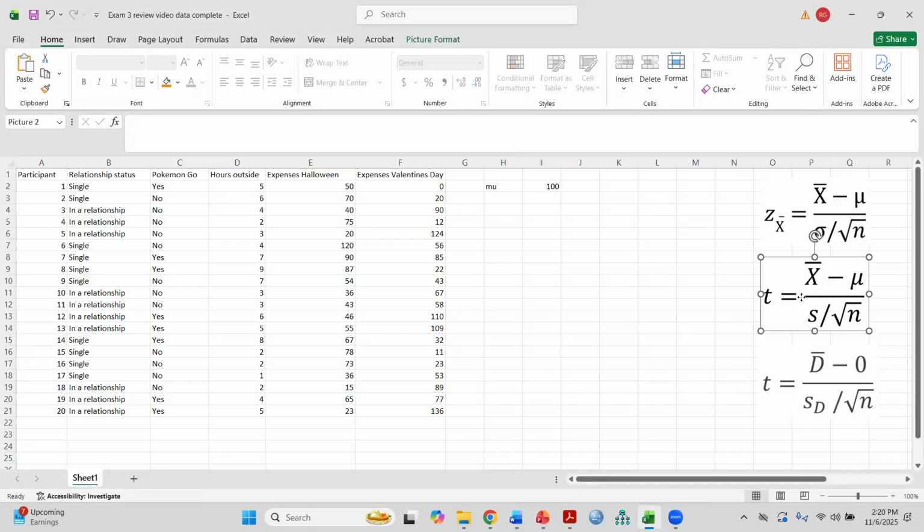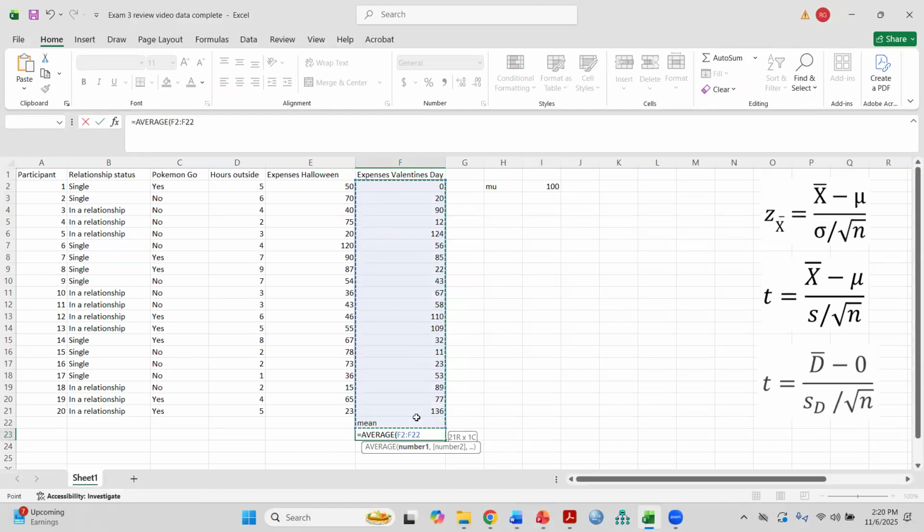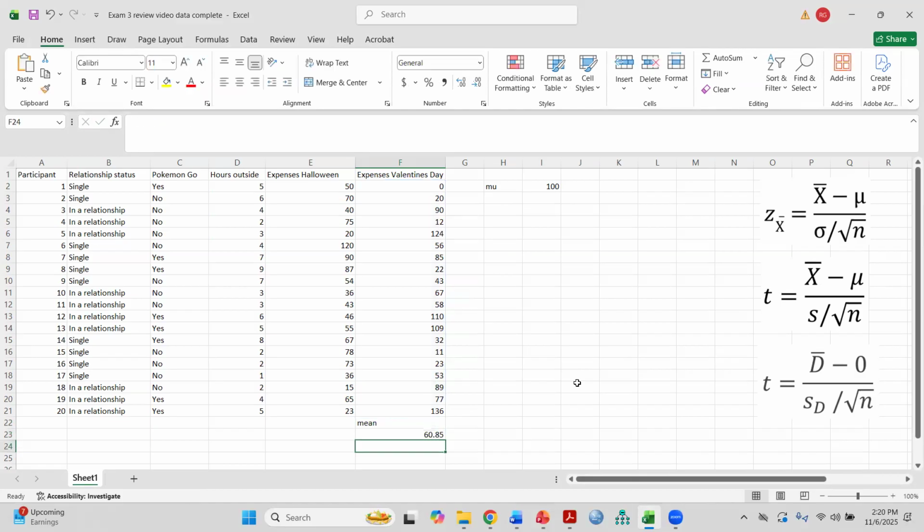So what you have to do is, first of all, figure out what is the average amount that our sample spends on Valentine's Day, right? So you're going to calculate the mean. For the mean here, you type in equals AVERAGE, which is the function to find the mean, and you just highlight all of the numbers that you want to find the average of, and hit enter. We've got an average of $60.85. Okay, so now we are going to see, is $60.85 significantly different from an average of 100 or not?